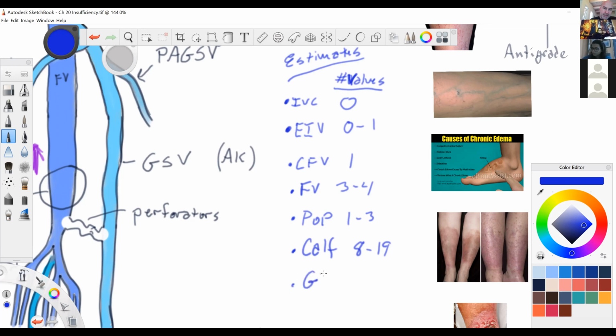Let's see, great saphenous vein, 10 to 12. Yeah, well, it goes from your groin all the way down to your ankles, so that's certainly possible. And then the small saphenous vein between 1 and 8, so that's pretty variable there.